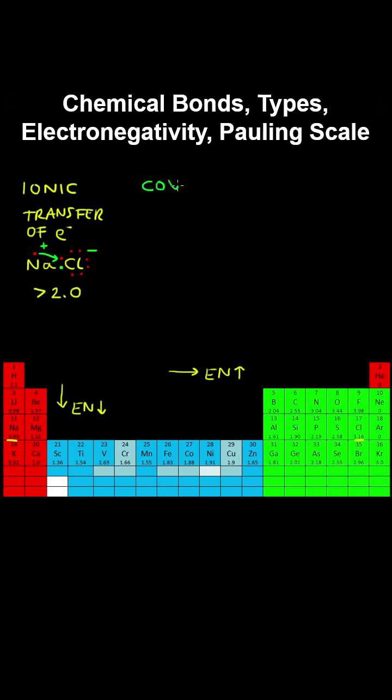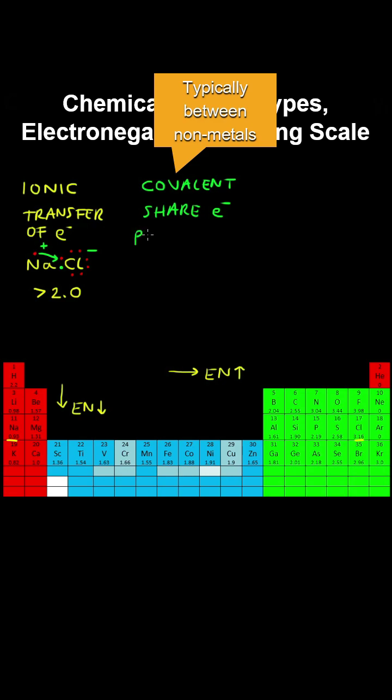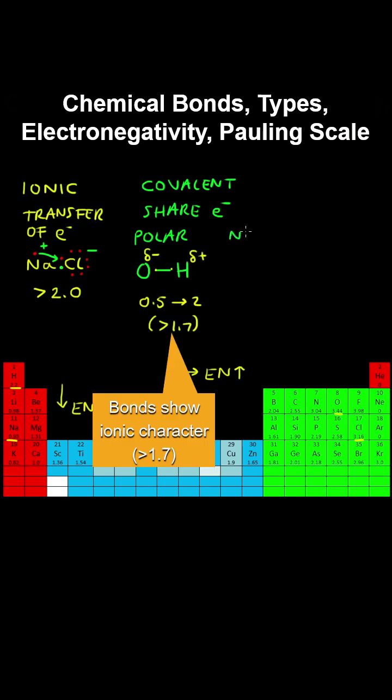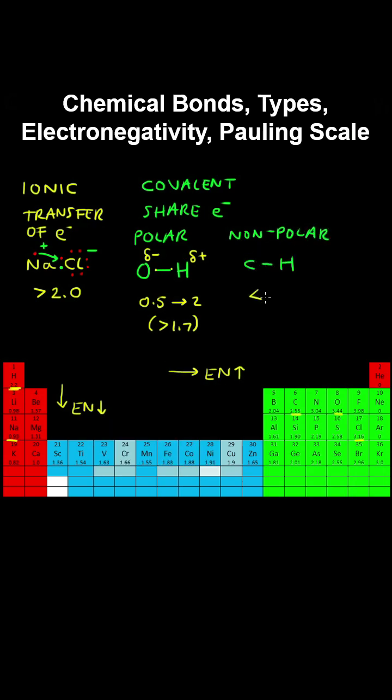Now covalent bonds, on the other hand, involve sharing of electrons, and these can be polar, where the difference in electronegativity is between 0.5 and 2. So the electrons in this bond spend more time around the oxygen. Now non-polar covalent bonds occur between atoms with a similar electronegativity, with a difference less than 0.5, and the electrons in that bond are equally shared.